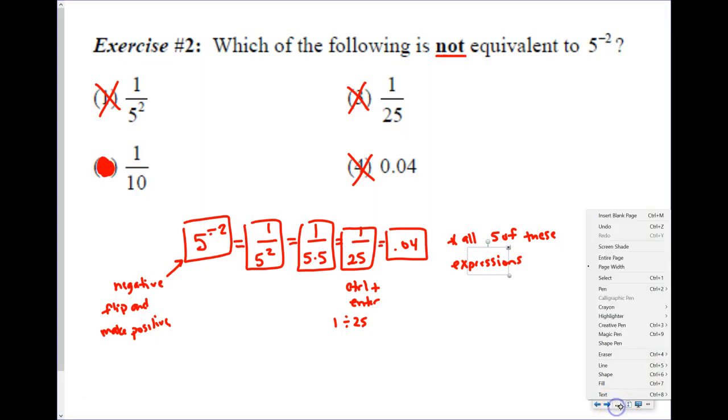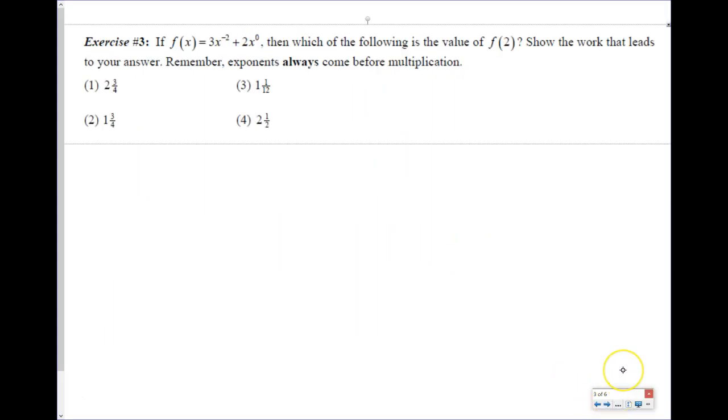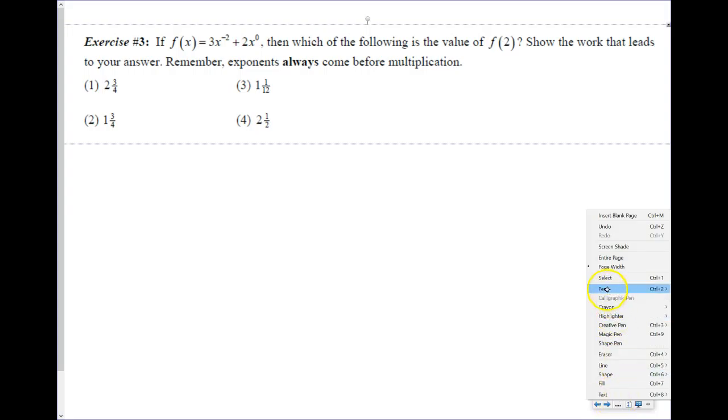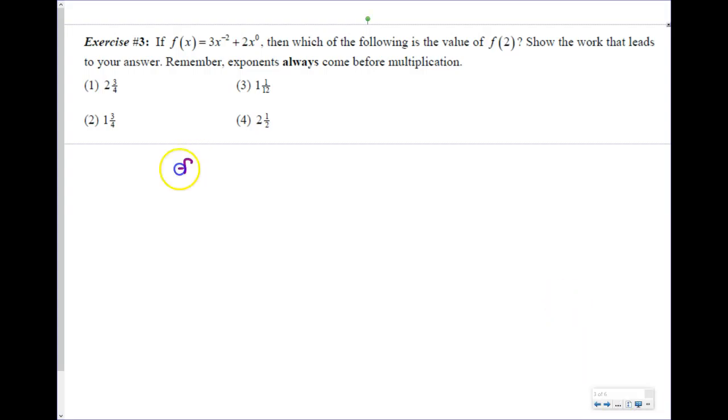Alright, moving on to exercise number 3 for some more practice. Now let's talk about what happens when we have an equation with this kind of topic. Exercise 3 says, if f of x equals 3x raised to the negative 2 plus 2x raised to the 0 power, then which of the following is the value of f of 2? Show the work that leads to your answer, and remember that exponents always come before multiplication. When you have f of 2, you're going to plug in the 2 wherever you see an x.